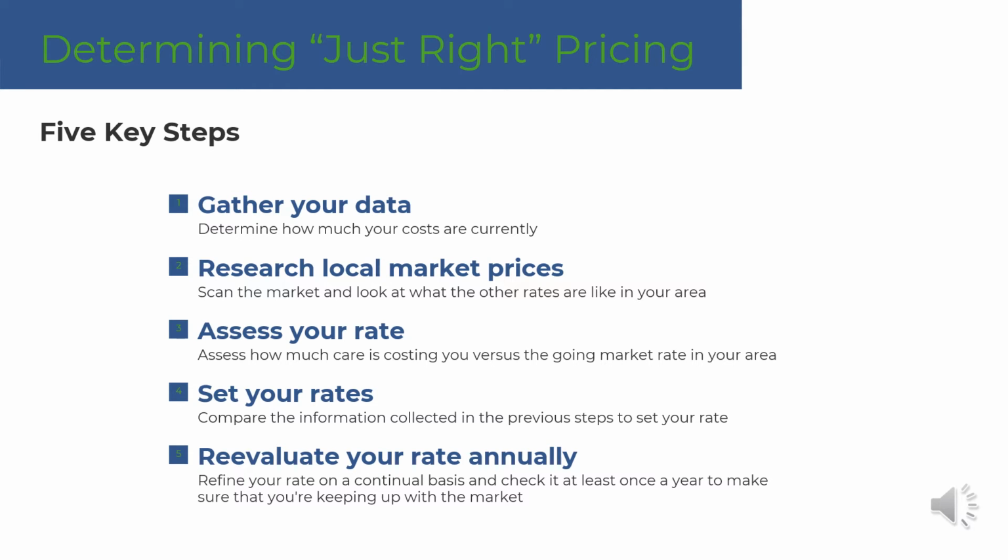The process involves 5 key steps. 1. Determine how much your costs are currently. 2. Scan the market and look at what the other rates are like in your area. 3. Assess how much care is costing you versus the going market rate in your area. 4. Set your rates. 5. Refine your rate on a continual basis and check it at least once a year to make sure that you're keeping up with the market.